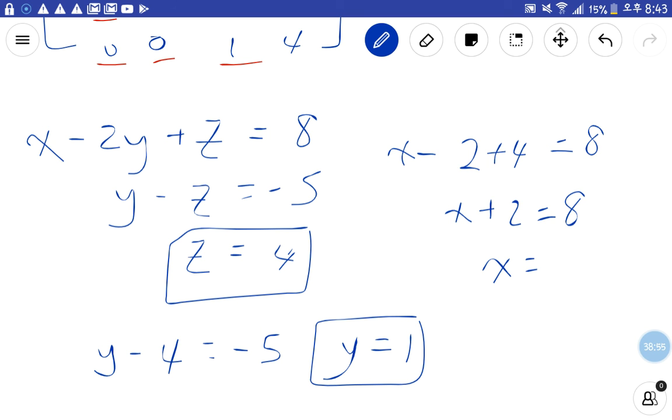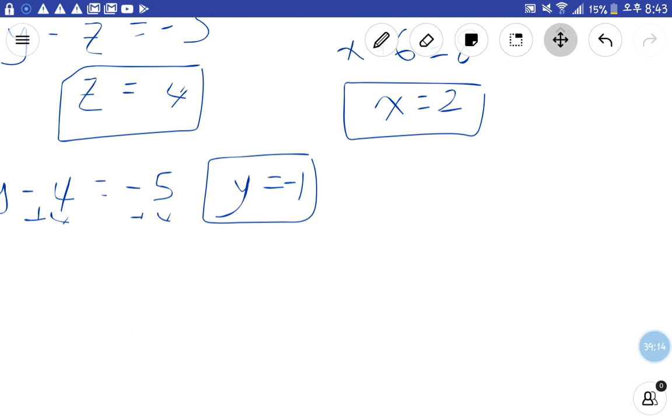Oh, wait a second. My y is -1, right? Because y plus 4 equals -5 gives -1. So which means I'm having plus 2 here, and x plus 6 equals 8, so x would be 2. Okay? So how do I represent my answer? As an ordered triple: 2, -1, 4. That is my answer. Okay?